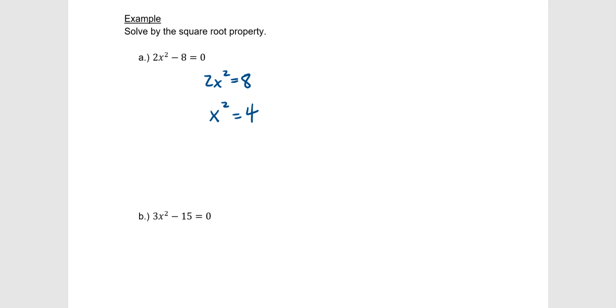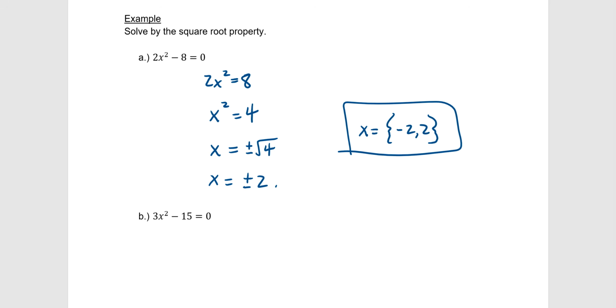And once we get this, now we take the square root of both sides. Remember, when we square root x squared, it cancels it. So it's just x on the left. And then we always get plus or minus, so plus or minus the square root of 4. So we end up getting x equals plus or minus 2. And as a solution set, we have negative 2 and positive 2. Just so we know that technically those are two different answers there.